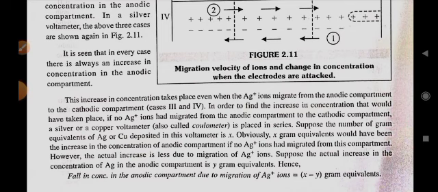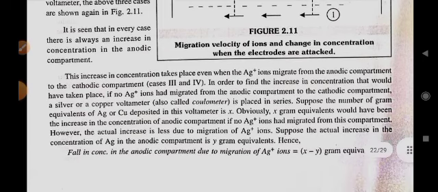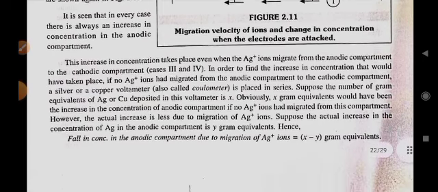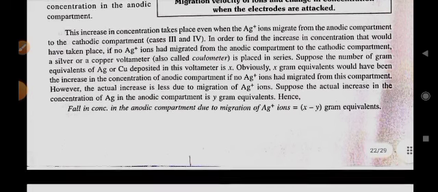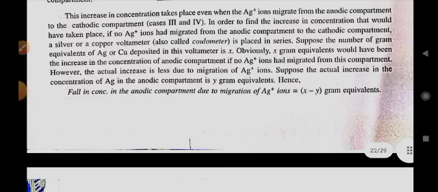It is seen that in every case there is always an increase in concentration in the anodic compartment. This increase in concentration takes place even when the Ag+ ions migrate from the anodic compartment to the cathodic compartment. In order to find the increase in concentration that would have taken place if no Ag+ ions had migrated from the anodic compartment to the cathodic compartment, a silver or a copper voltameter, also called a coulometer, is placed in series. Suppose the number of gram equivalents of silver or copper deposited in this voltameter is X. Obviously, X gram equivalents would have been the increase in the concentration of the anodic compartment if no Ag+ ions had migrated from this compartment.